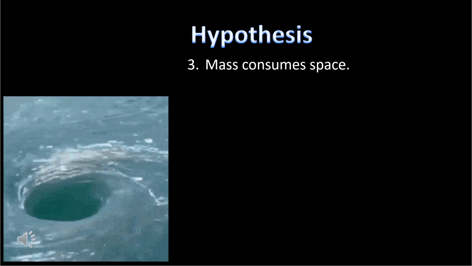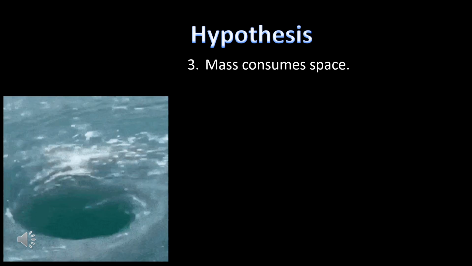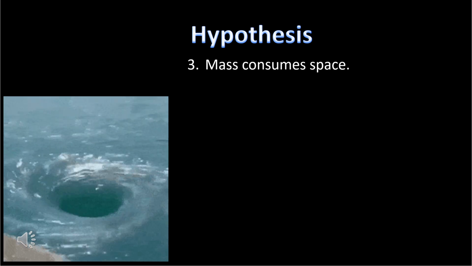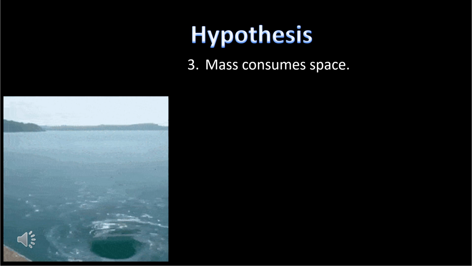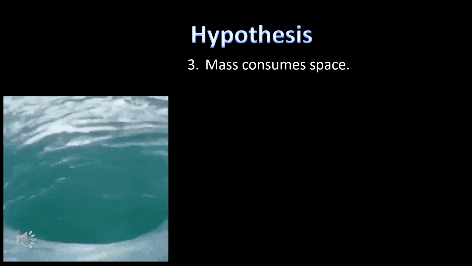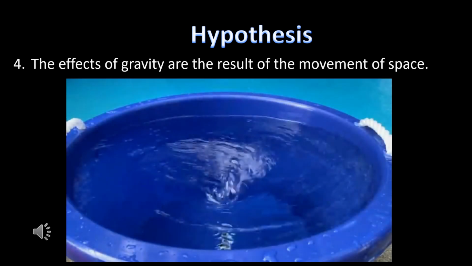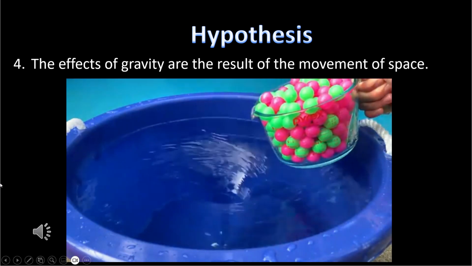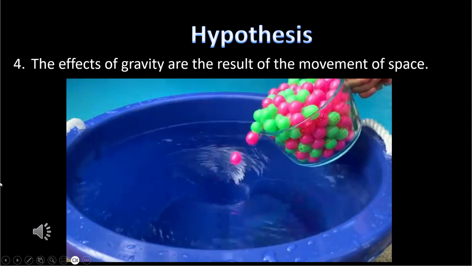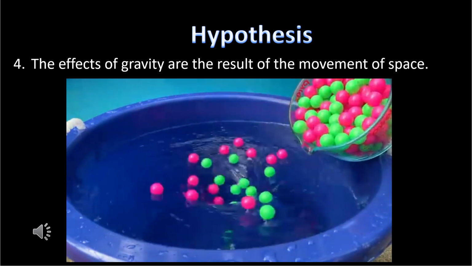Hypothesis 3. Mass is constantly consuming space, just like a drain is constantly consuming water. Hypothesis 4. The effects of gravity are the results of the movement of space.